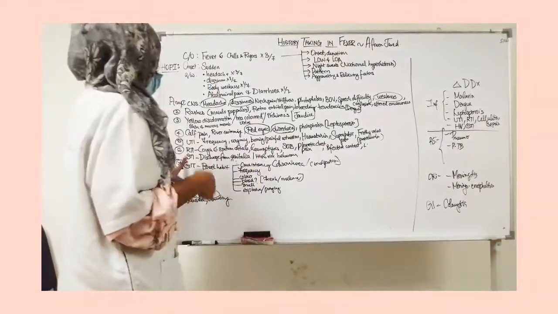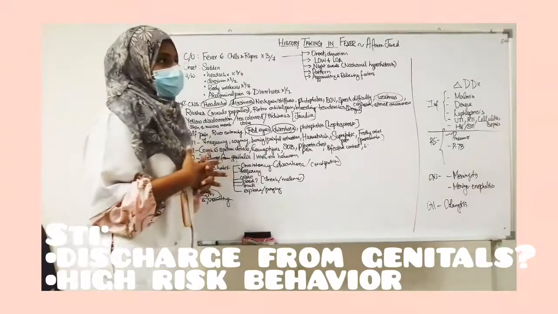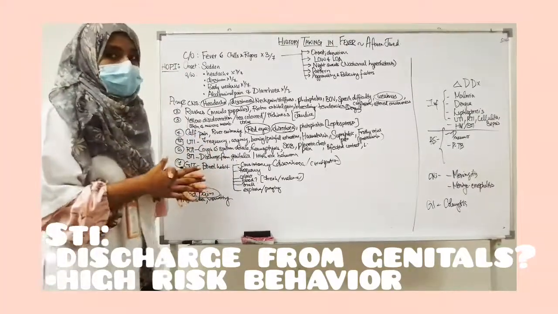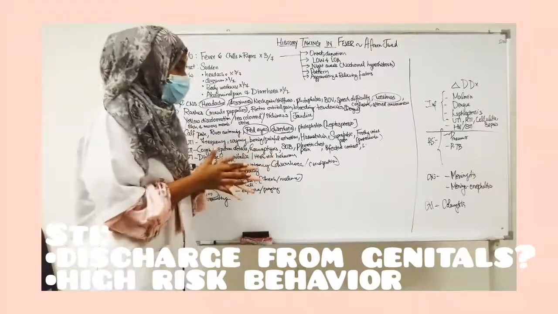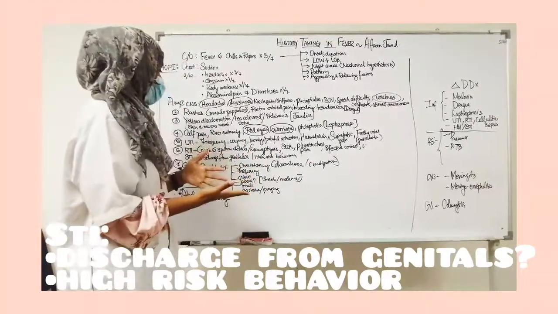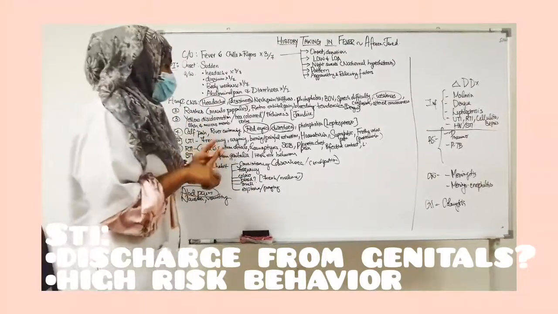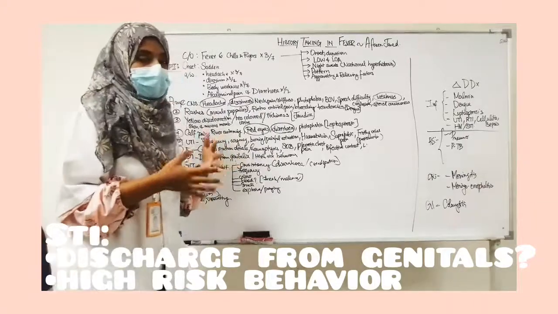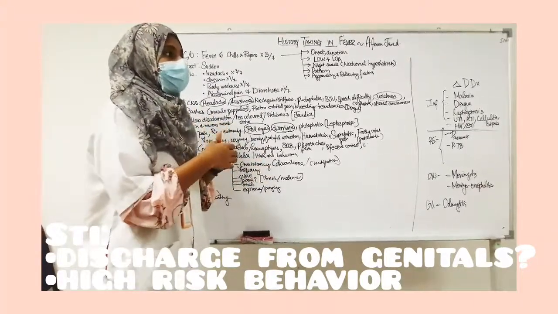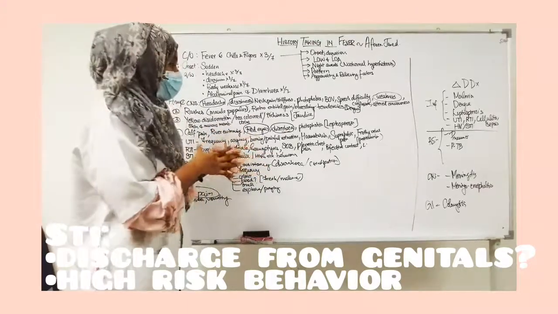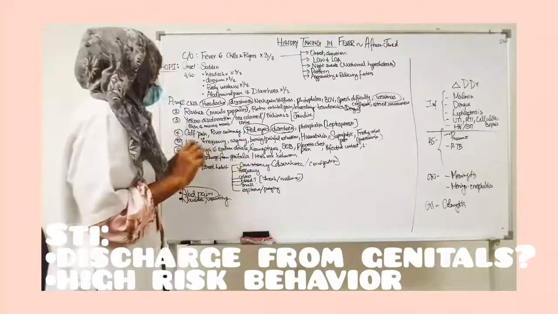Then you can ask about sexually transmitted infections, but make sure you're building a proper rapport, and make sure you tell them you're going to ask some sensitive questions regarding their lifestyle and all that. So ask for any discharge from the genitalia. Ask if there is any high risk behavior such as unprotected sex or any activity with so many partners and all that, to rule out HIV, Hep B, Hep C and all that.